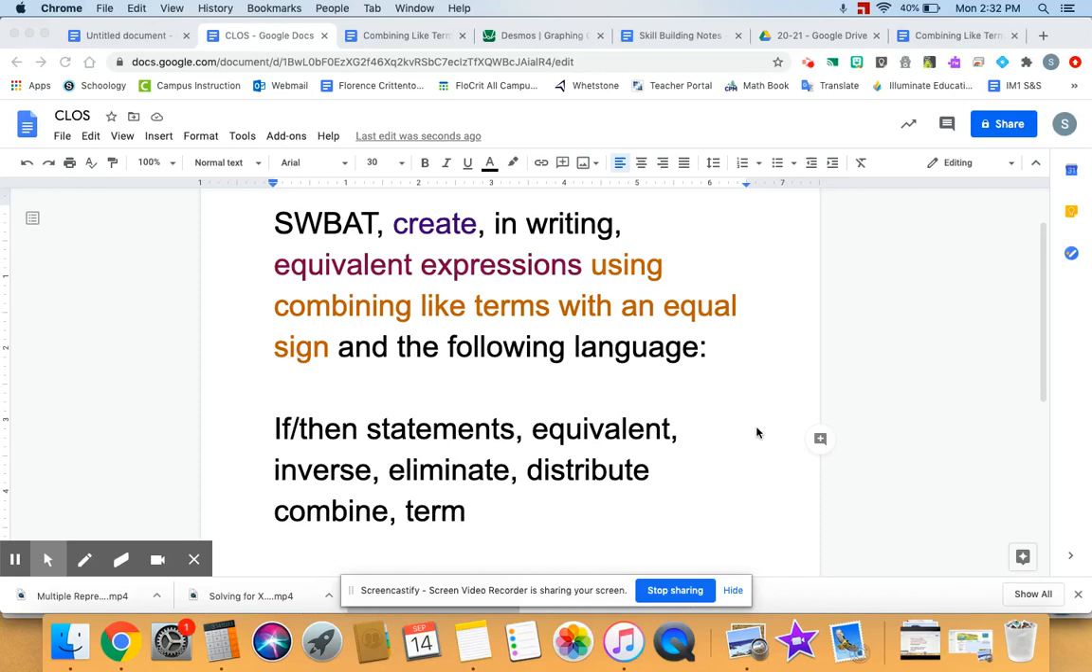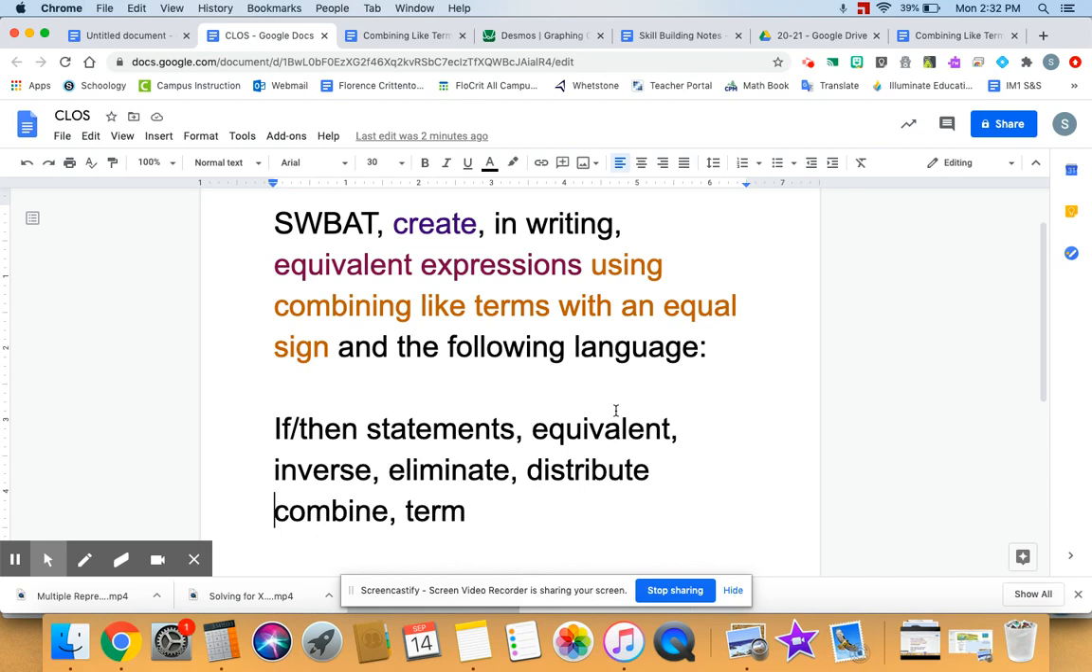So for these notes, our content language objective is students will be able to create, in writing, equivalent expressions using combining like terms with an equal sign and the following language: if-then statements, equivalent, inverse, eliminate, distribute, combine, and term. So in your own words, tell me what you think we're going to do today.